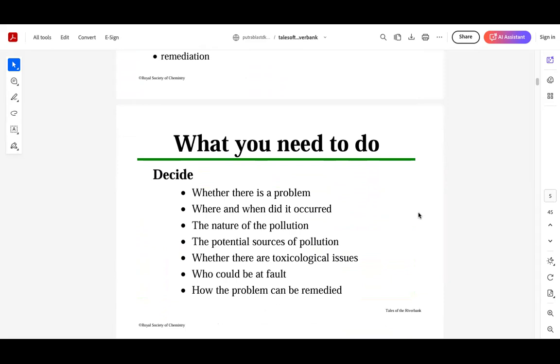Once you read all that information, whether there is a problem, meaning that somebody complained that there's a reduced number of fishes in that river, and probably he or she claimed that there is an environmental problem in that area. So as investigators, you should verify if the claim is correct. So the first task is whether there is a problem or it's just hearsay.